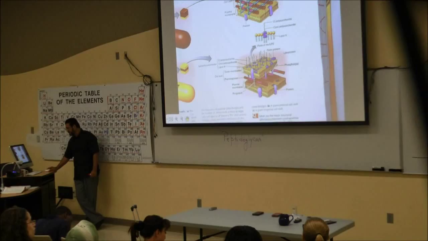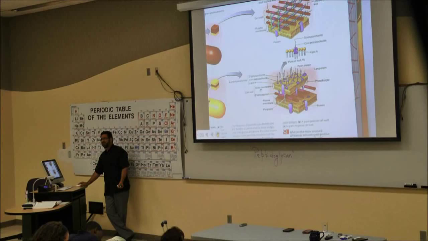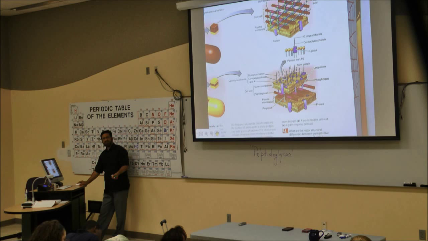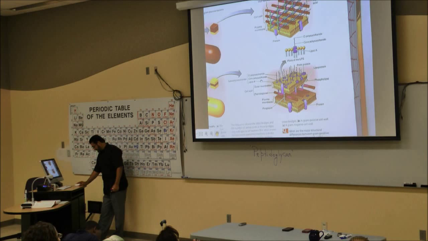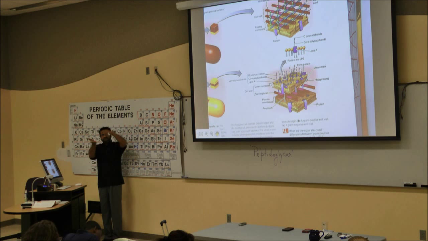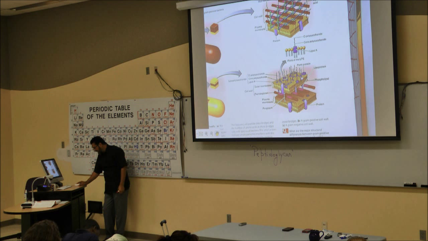Called outer membrane. And outer membrane is mostly lipid. Look at this. This outer membrane, doesn't it look like plasma membrane? Exactly. That's what it is, actually. Lipopolysaccharide. Now, it's like a sandwich. Think of this outer membrane as a sandwich. Two pieces of bread. What are those two pieces of bread? Phospholipid. One on the top, one on the bottom.